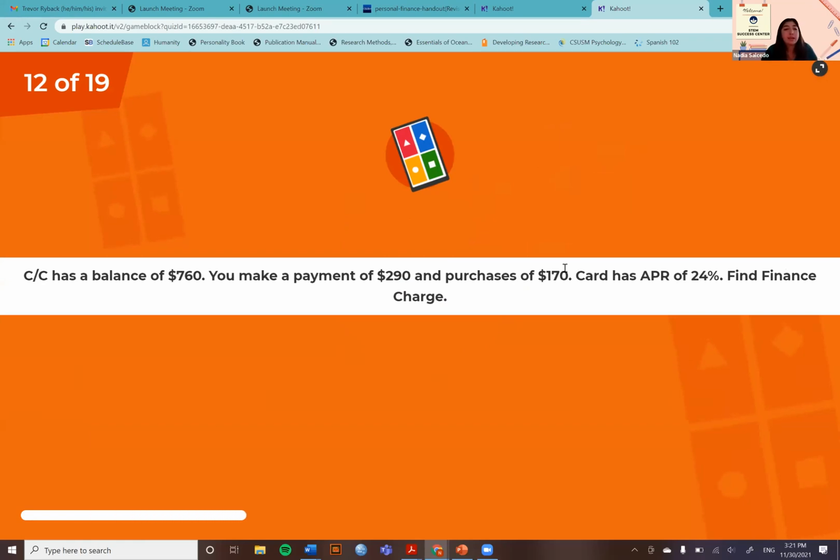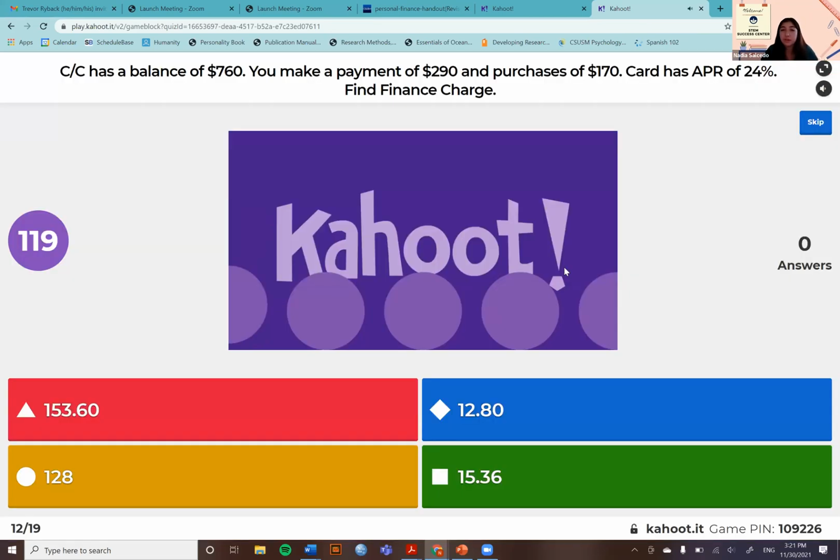Okay, a credit card has a balance of $760. You make a payment of $290 and a purchase of $170. The card has an APR of 24%. Find the finance charge. So we're dealing with credit cards.